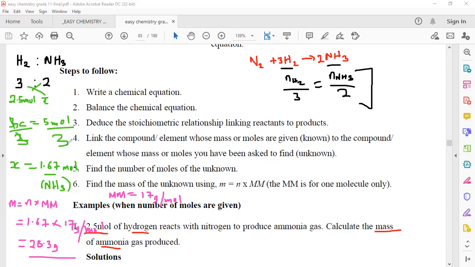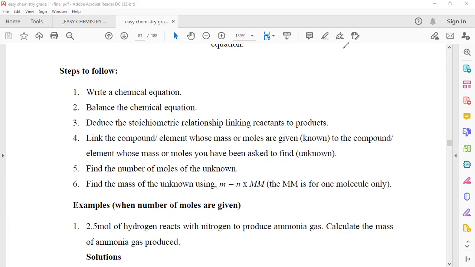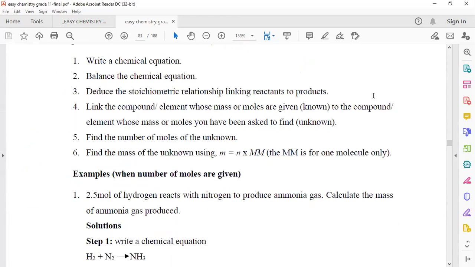So that is how we move from number of moles to mass. Whichever method you use, some people find this one very easy, where they just state the mole ratio, but it's the same as the stoichiometric relationship. It's one and the same. Or you put the number of moles there, which is given as 2.5. The mass is just the same.